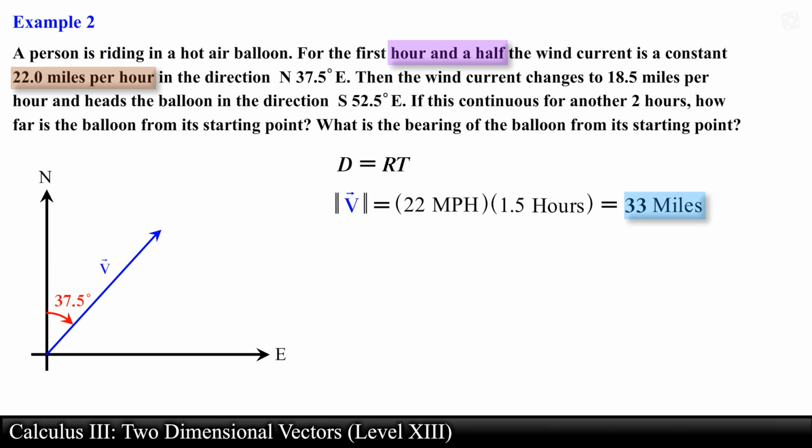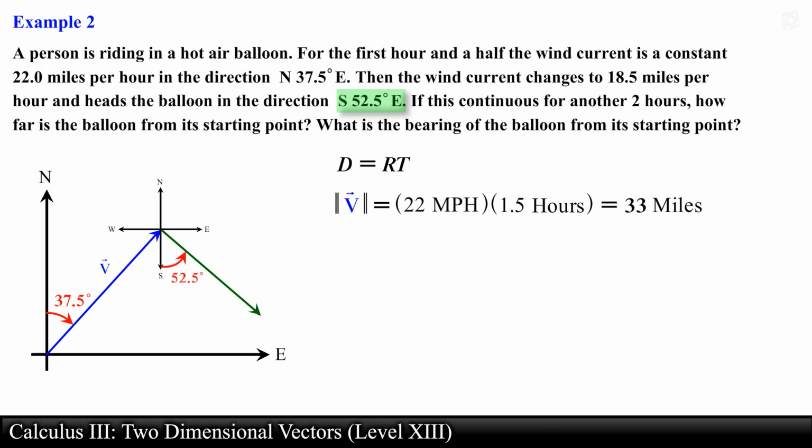Let's go ahead and label this vector as vector v. Then, the balloon changes direction and will now move at a bearing of 52.5 degrees east of south. So we draw the cardinal directions on the head of the first vector. From here, we start south and move towards the east at an angle of 52.5 degrees.